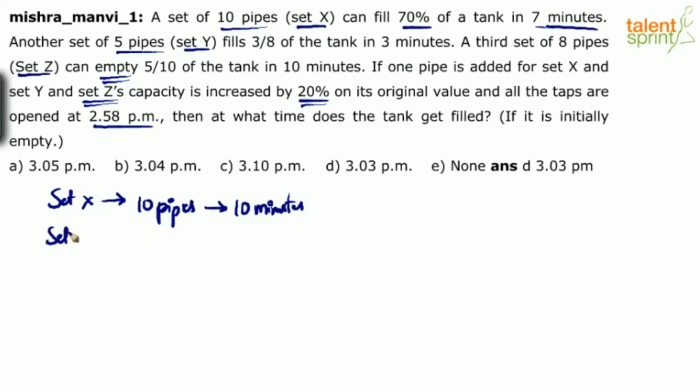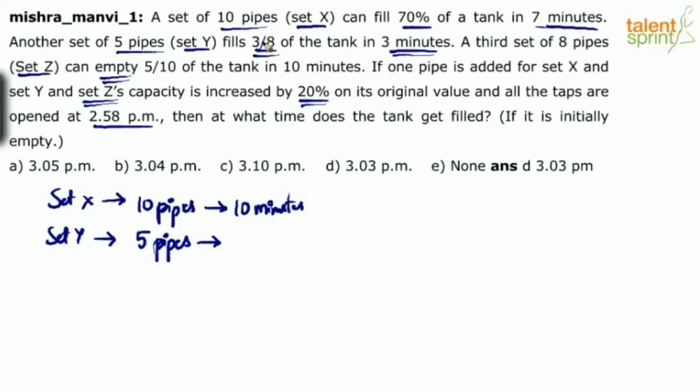Similarly, if you look at set Y has got how many pipes? 5 pipes. Set Y has got 5 pipes and it can fill 3/8 of the tank in 3 minutes. Understand? 3/8 is like 3 parts. The work has been divided totally into 8 parts, right? 3 out of 8, right? So total work is 8 parts, of which 3 parts can be done in 3 minutes. What's the total work? Total work is to fill the full tank, right? The full tank is 8 parts. So if 3 parts can be done in 3 minutes, can I say 8 parts will be done in 8 minutes? See, no need to write steps on paper for that. 3 parts can be done in 3 minutes. So obviously 8 parts would be done in 8 minutes.